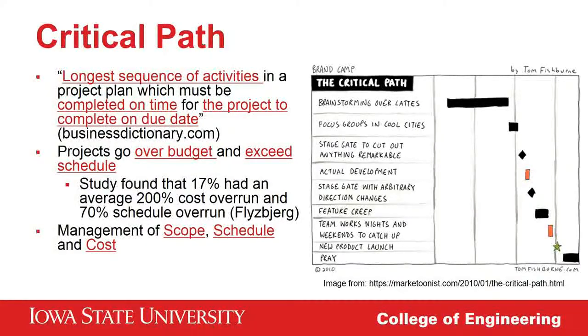Determining your critical path early is especially important because projects have a tendency to go over budget and exceed their schedule. One study of almost 1,400 IT projects found that 17% of those projects had a cost overrun of 200% and a schedule overrun of 70%. Identifying and using the critical path is key to managing your scope, schedule, and cost of a project.